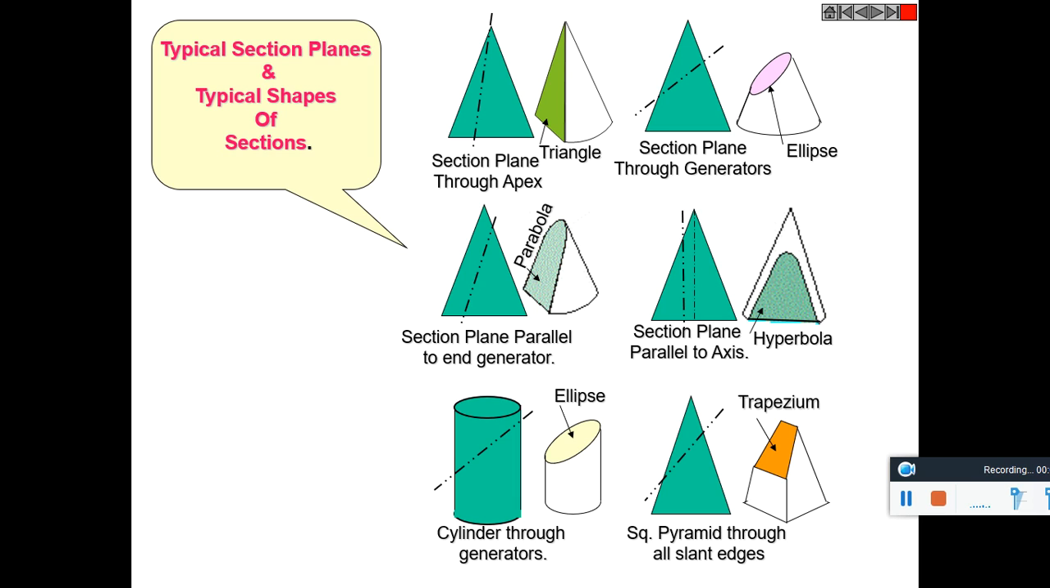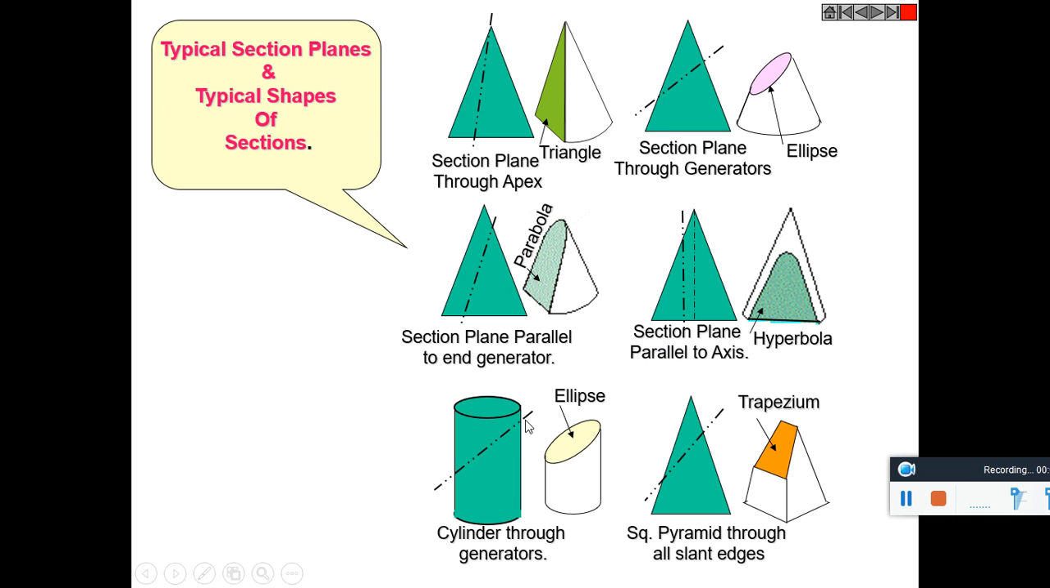The first four figures are the sections of a cone. This is the section plane. When it is cut through the apex, we get a triangle at this face. When it is cut by a section plane like this, we get the shape of an ellipse. If the section plane is passing like this, we get the shape of a parabola. If the section plane is parallel to the axis and like this, we get a hyperbola.